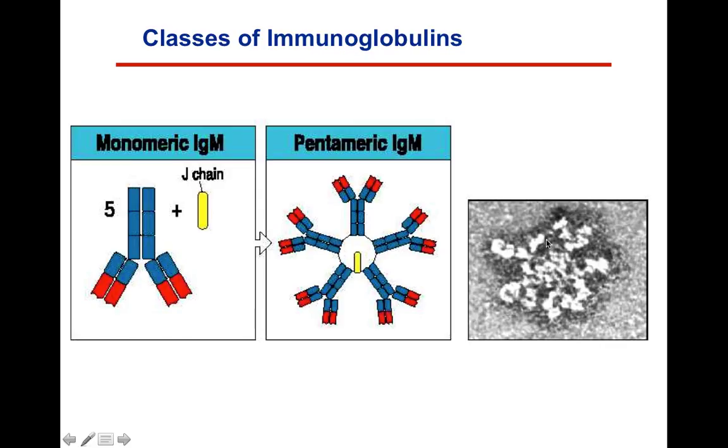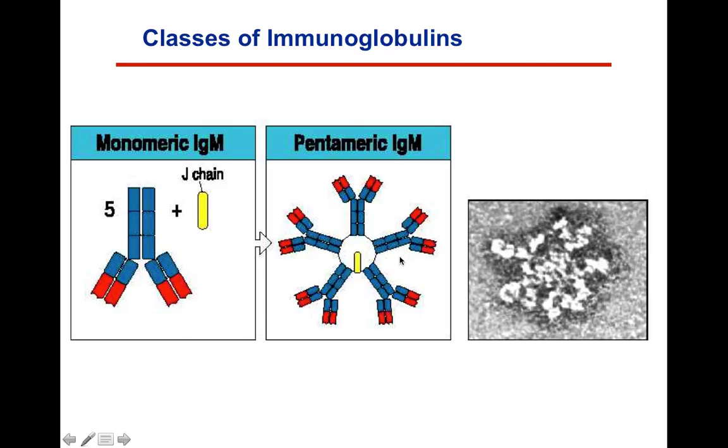You can see, this is an electron micrograph of this, and you can actually see that that's one of the arms. You can see the arms kind of sticking out there, and that would be the area that would bind to the antigen. And you can see how flexible they are. 1, 2, 3, 4, 5 of these, and then the joining region.